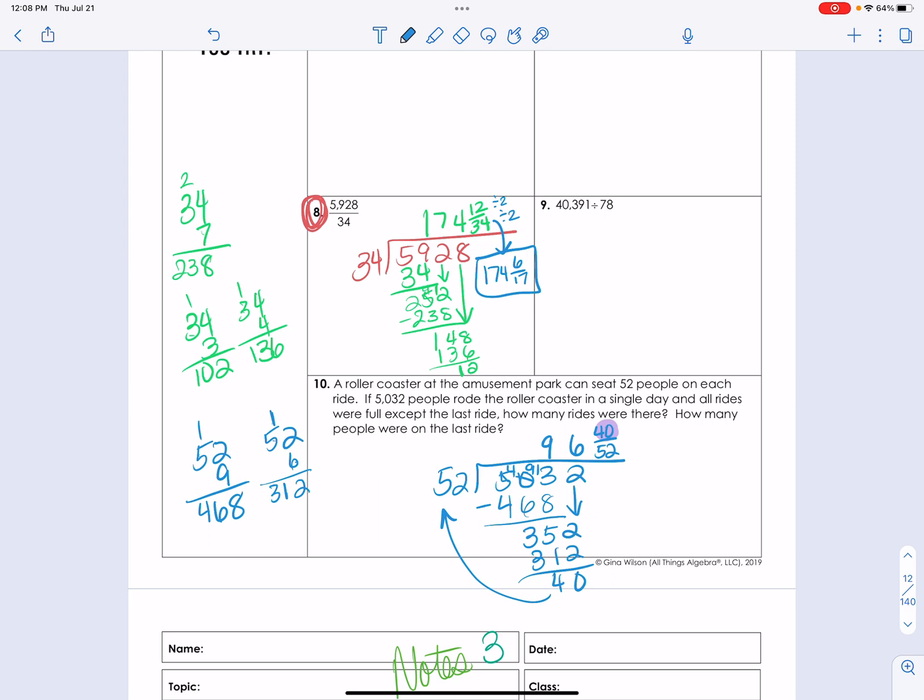How many rides were there? Well, there had to have been 97. And where am I getting 97 from? Because there were 96 and then there had to be one more. And how many people were on the last ride? 40. So there were 96 full rides and one last ride that only had 40 people on it. So that's kind of a tricky question.